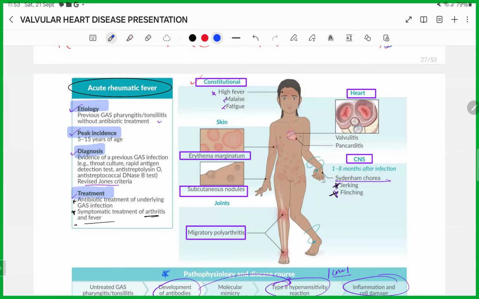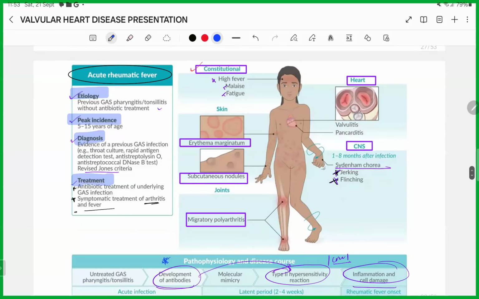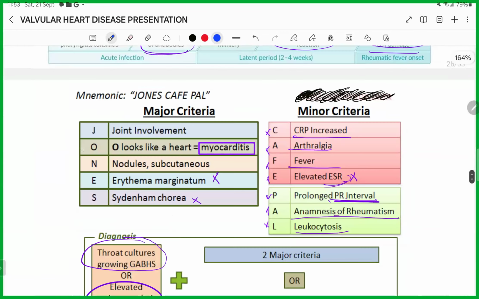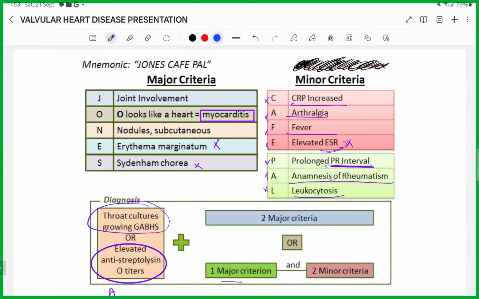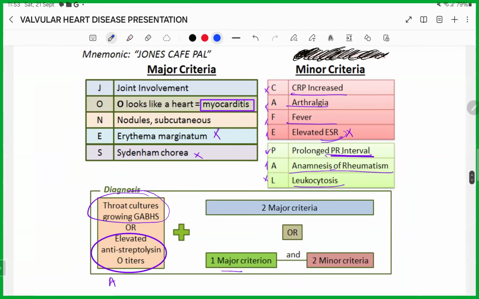So I'll just come here. So this is what is known as Jones criteria. This is, I think, the modified one. So for diagnosis of rheumatic fever, its major criteria is this mnemonic, JONES.